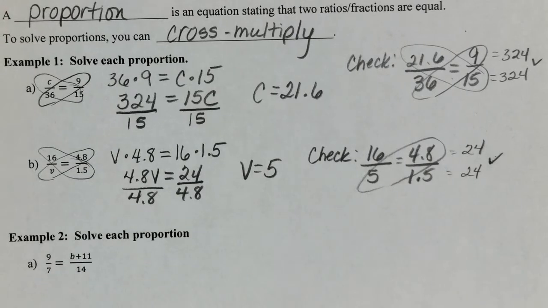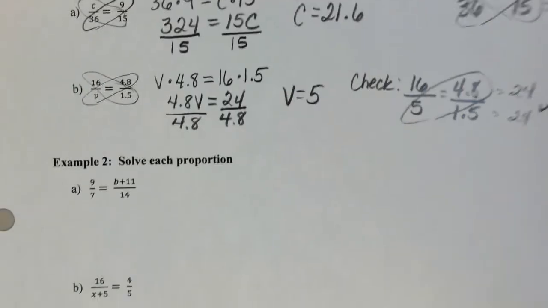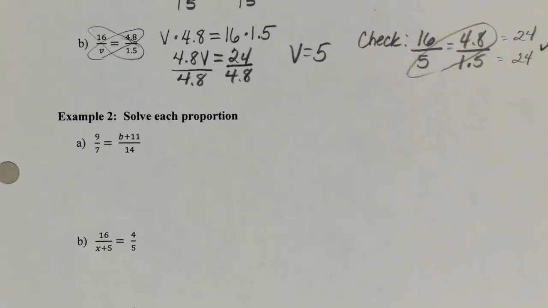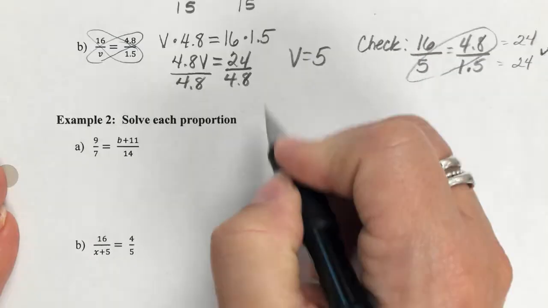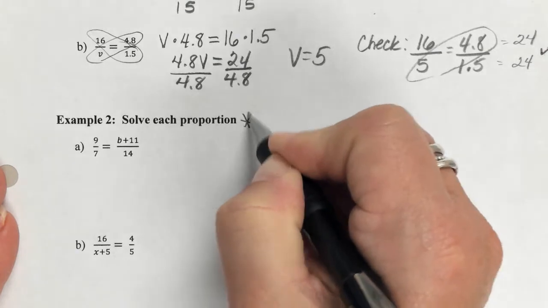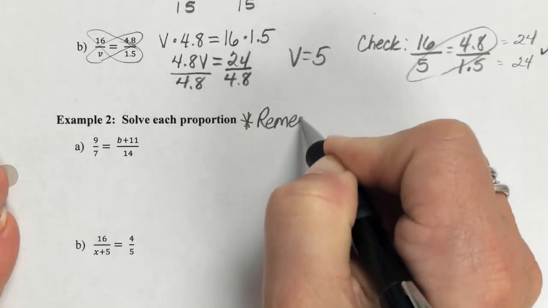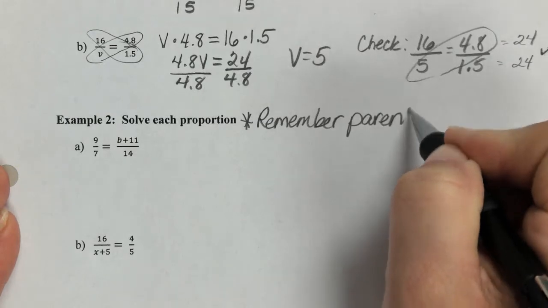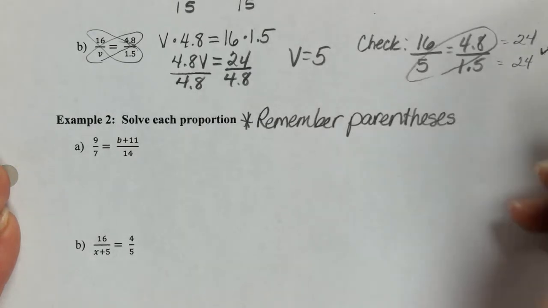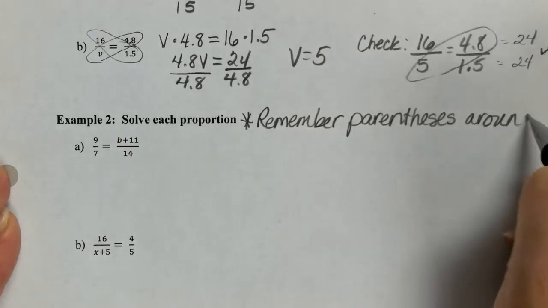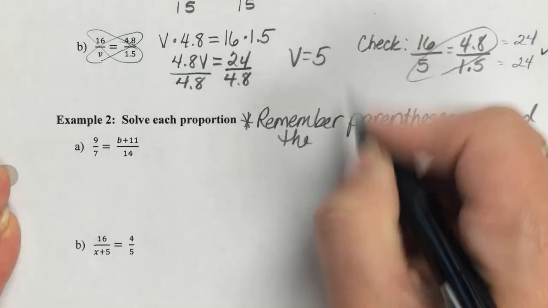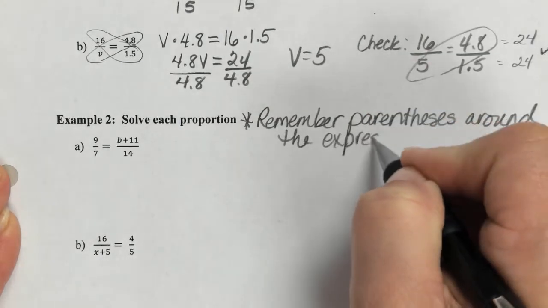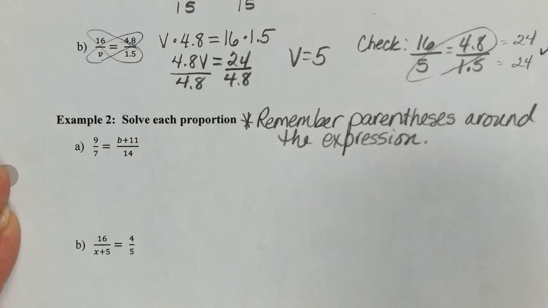Now let's take it a step further and let's talk about how we're going to solve a proportion that has an expression embedded in it. So on your notes, I want you to put yourself a little note here. Remember, parentheses around the expression. This is going to keep you straight when you go to multiply in your equation.